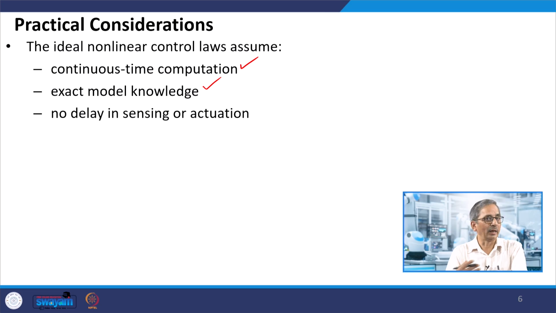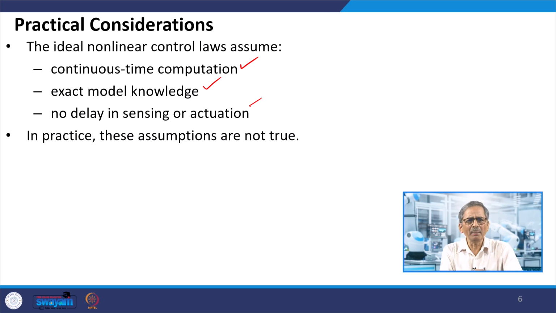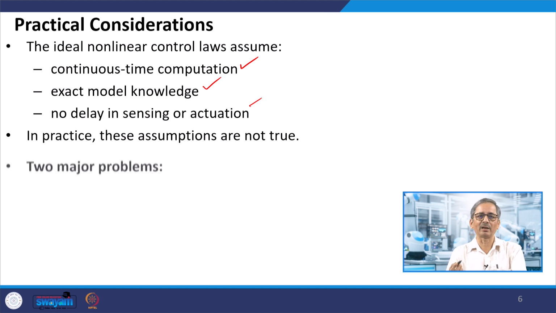Means what? I know the mass matrix very precisely, I know the friction very precisely, and there is no delay in sensing or actuation. So, this is what we are assuming. But in practice, these assumptions are not true, as all of us know.